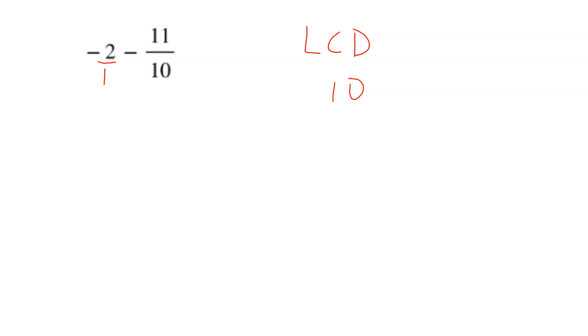Because 10 times 1 is 10 and 10 times 1 is 10. So here's our LCD. This one will not change. So what do I multiply 1 by to get 10? Well, that's 10. I'm going to multiply the numerator by 10. So that gives me negative 20.